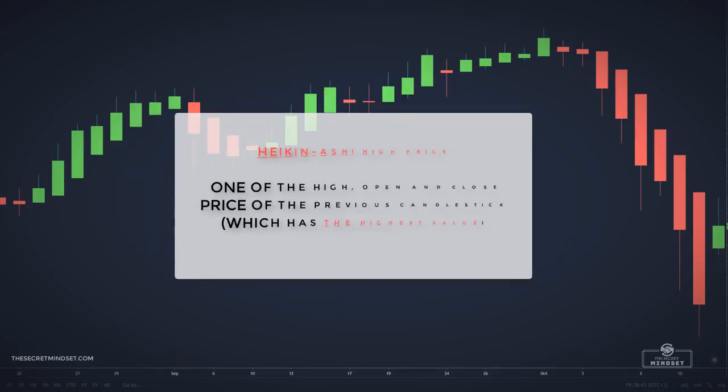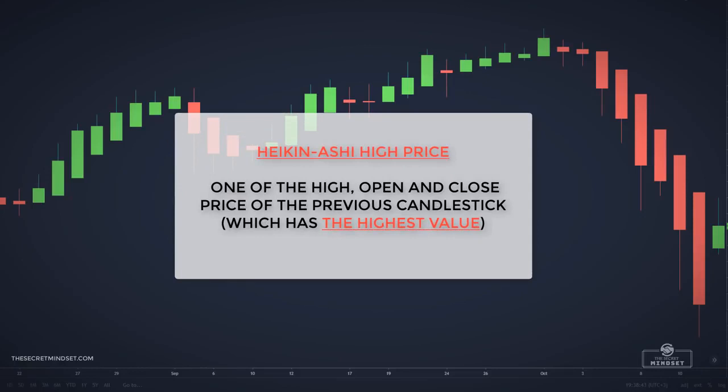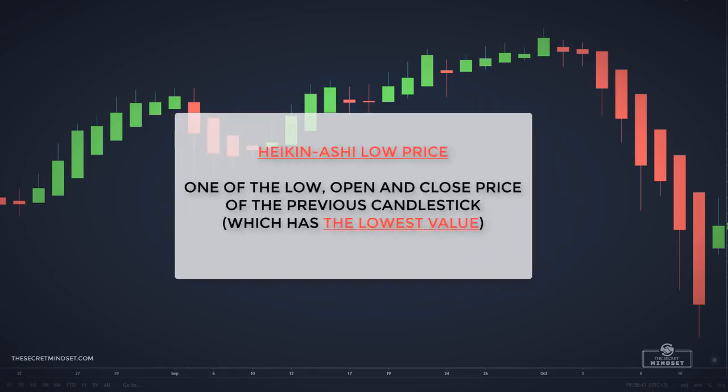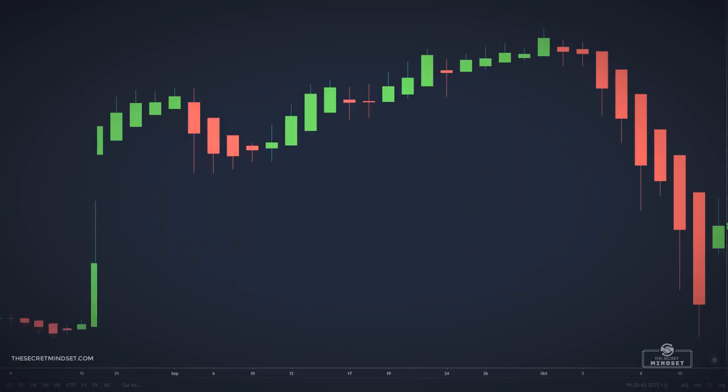The high price in a Heikin Ashi candlestick is chosen from one of the high, open, and close price of which has the highest value. And the low price in a Heikin Ashi candlestick is chosen from one of the low, open, and close price of which has the lowest value.